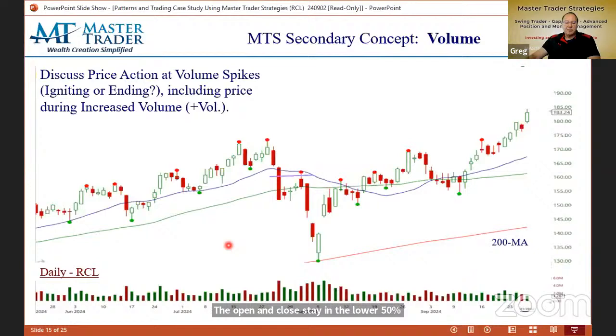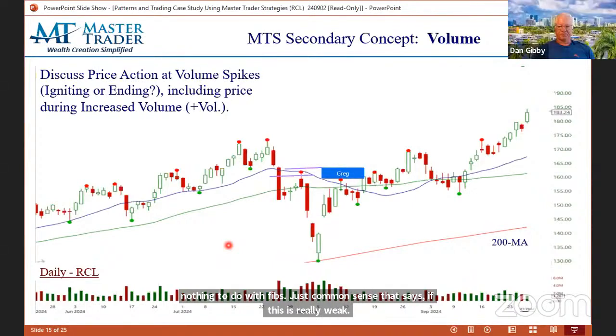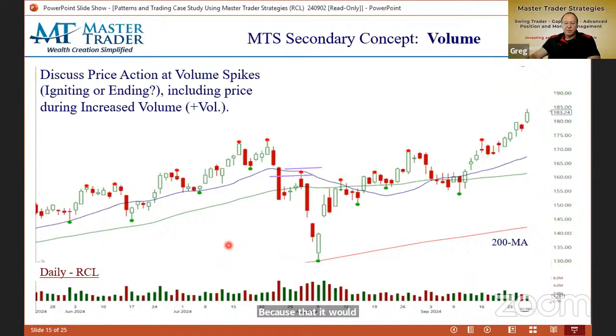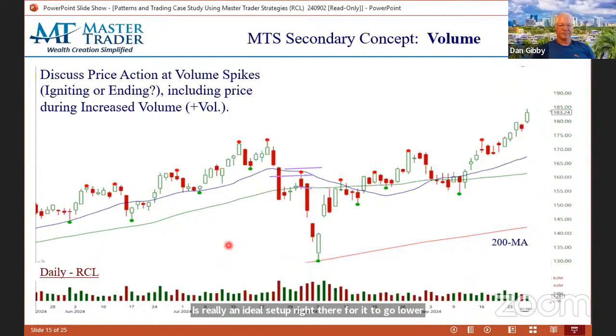Got nothing to do with fibs. It's just common sense that says if this is really weak, it's not going to close up here. Right, because then it would be negating that bar. So coming up into this area and getting this reversal bar is really an ideal setup right there for it to go lower. It's at the 50.